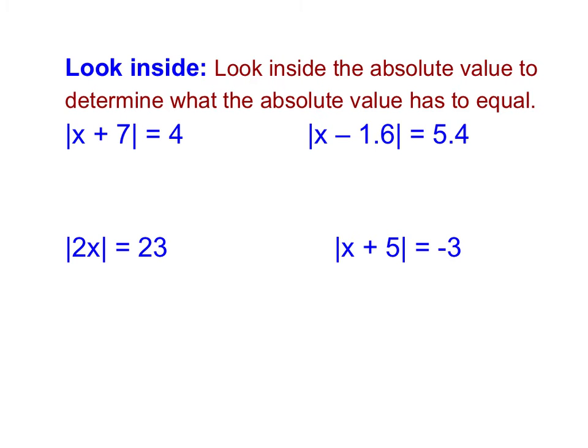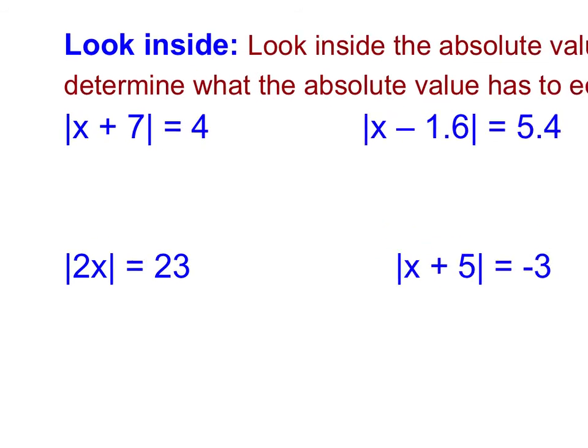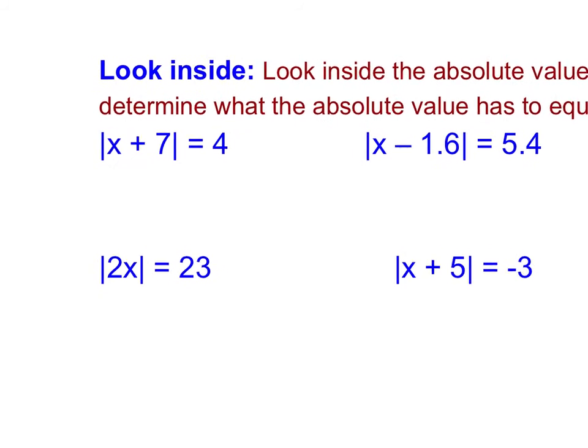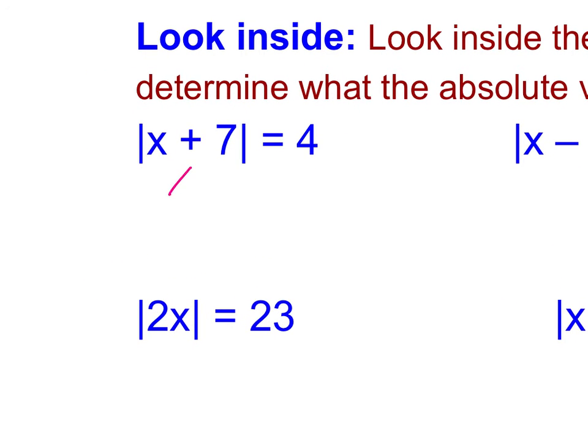So here we go. We've got a few of them. I'll do the first one with you, and then I'll let you do the next three. It says, look inside the absolute value to determine what the absolute value has to be equal to. So the absolute value should be equal to a positive 4, but it should also be equal to a negative 4. So inside the absolute value has to be equal to a positive 4 and has to be equal to a negative 4. So we'll do our solving equations, one-step stuff.